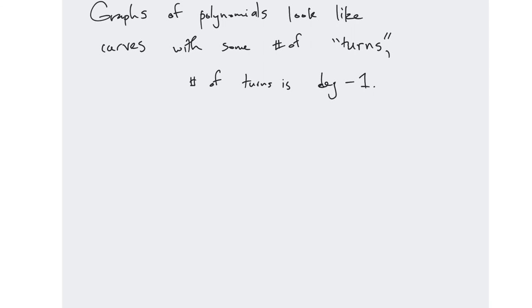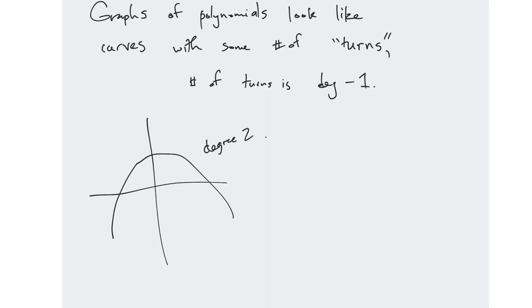A line, a linear, is degree 1. It has no turns. It just goes in a straight line. There's no turning back and forth in a line. But a quadratic, which is degree 2, has 1 turn. And we all know, when you graph a quadratic, it looks something like this. This is a degree 2. It looks like a curve with 1 turn. What I mean by turn is basically this point here, where it turns around.